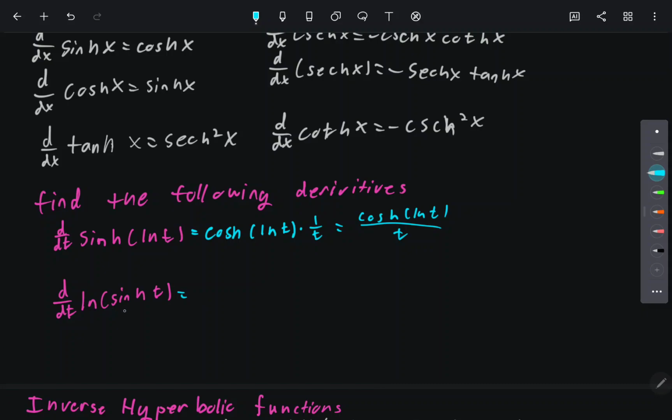Well, the derivative of the natural log of the hyperbolic sine of t is going to be 1 over the hyperbolic sine of t times the derivative of the inside, which is going to be the hyperbolic cosine of t. So we're just left with the hyperbolic tangent of t as our answer. And that actually worked out really nicely, didn't it?